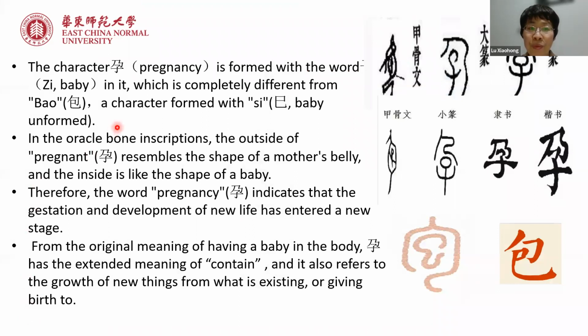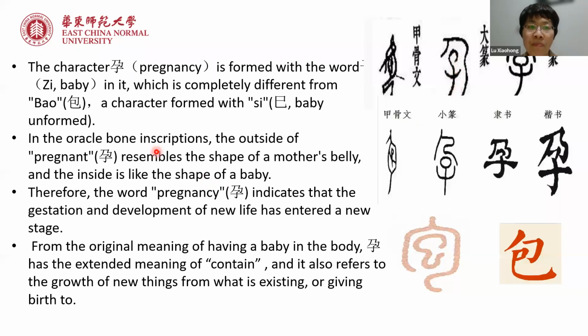So then we come to the word pregnancy, in Chinese 孕. The word 孕 is formed with the word 子, here baby. So that's the baby 子. It is completely different from the word 包 we have just mentioned. The 包 is formed with 巳, which means baby unformed. While in 孕, you can see here the baby has developed a little more. So that's 子, that is baby.